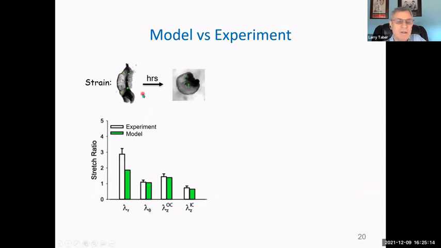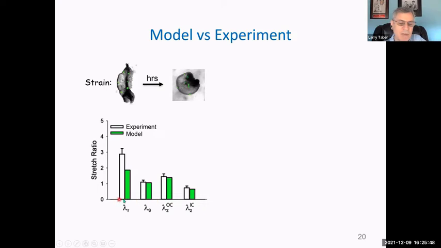First, he compared measurements of strain to those predicted by the model. And he measured, for example, longitudinal strains along the outer curvature and inner curvature by tracking the motions of tissue labels over a period of 24 hours, during which time the heart loops, or bends, in culture. And these are stretch ratios plotted in the radial direction, the circumferential direction, and longitudinal direction along the inner curvature and outer curvature.